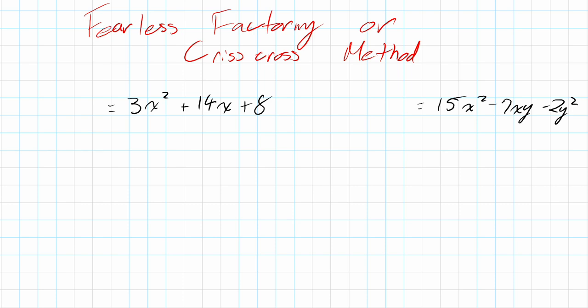So in this method, what we're going to do is list the factors of the first term and the third term here. Now, depending how large these numbers are, this can be cumbersome. But in this case, pretty nice. My first one is a prime number, right? So I have 3 and 1.